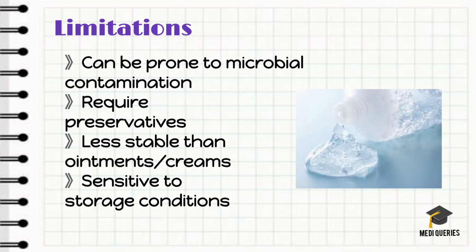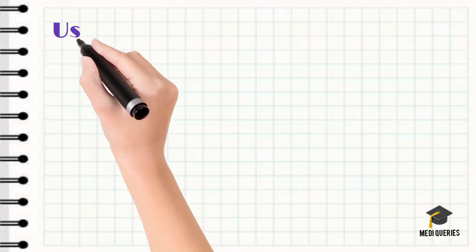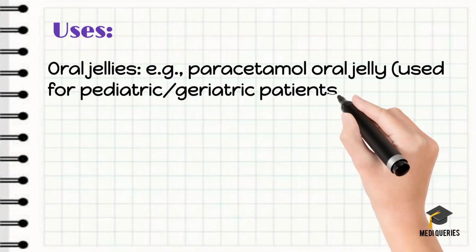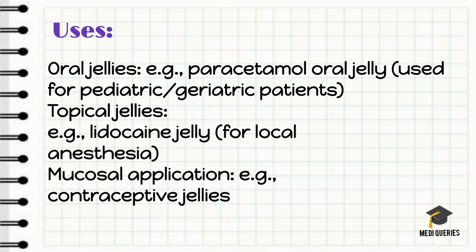These are the various limitations of the jellies. Let us see the applications and the examples of the jellies. Jellies are used in diverse therapeutic areas depending on their composition and the route of delivery. For instance, lignocaine jelly is commonly used in dentistry and minor surgical procedures for local anesthesia.